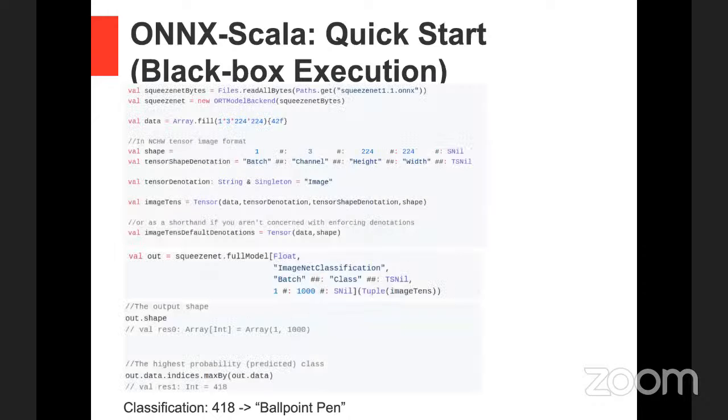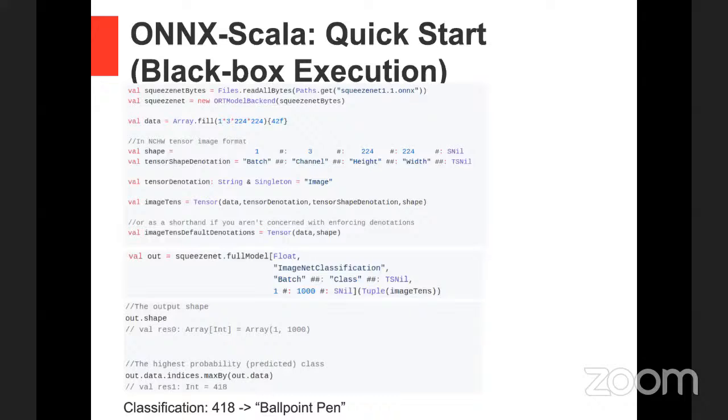Here's an example of it. The first block is just setup. We load the ONNX bytes from the file, and we instantiate a backend with it. And then you start to see some of the typeful stuff that I was talking about. First, there's just the raw data. This is an image classification problem that we're looking at, but I just filled it with 42s for the purposes of this. But below that, you have the shape.